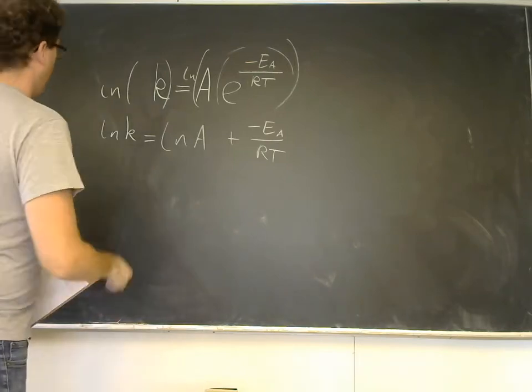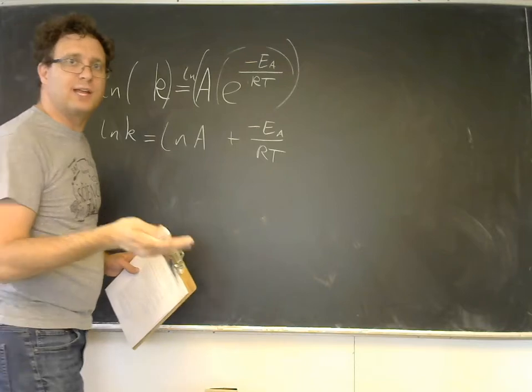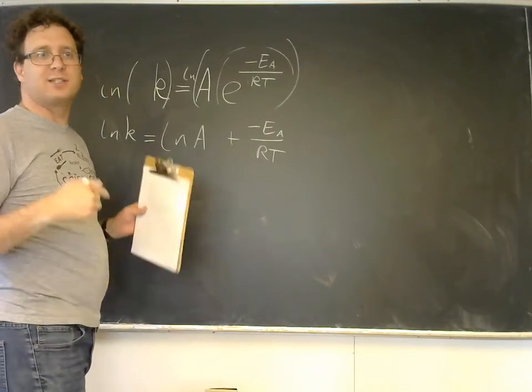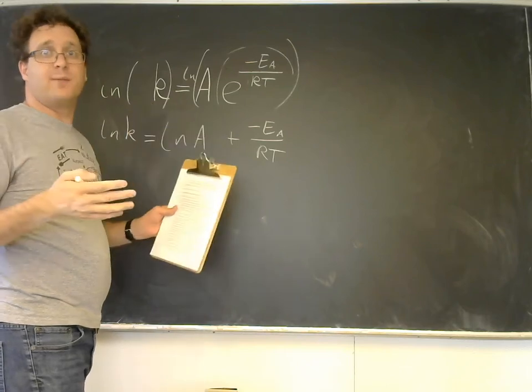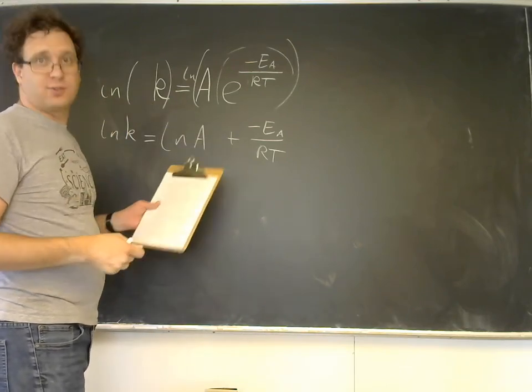So why is this better for us? Well, let's try to turn this into a linear form. Chemists are obsessed with lines because then we can take a lot of data and we can use a best fit line to extract important parameters from our data.